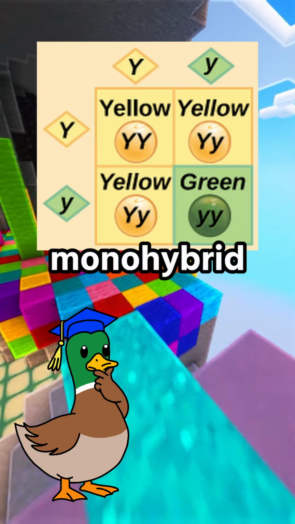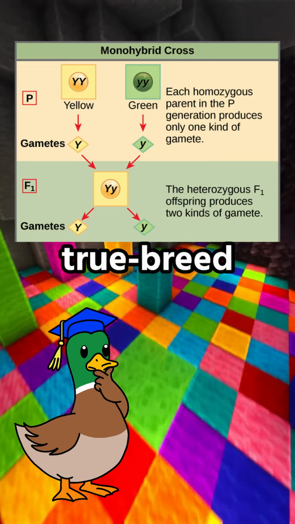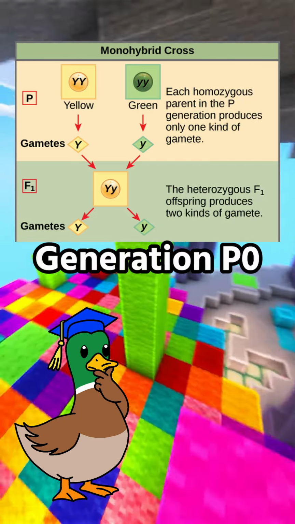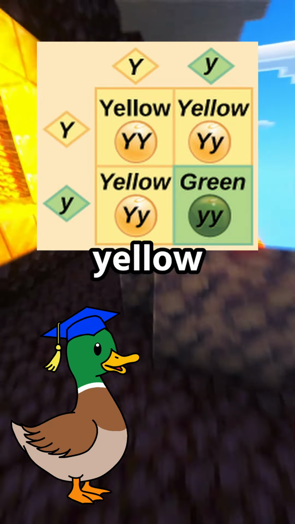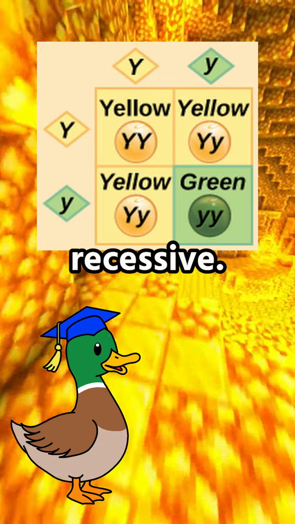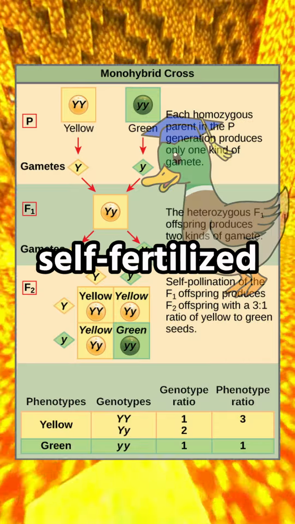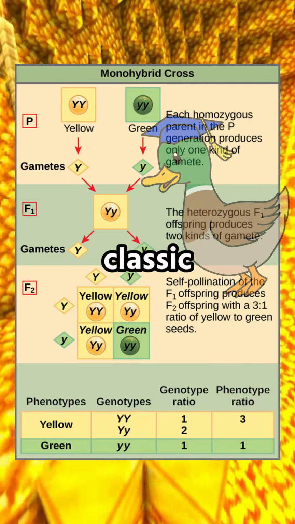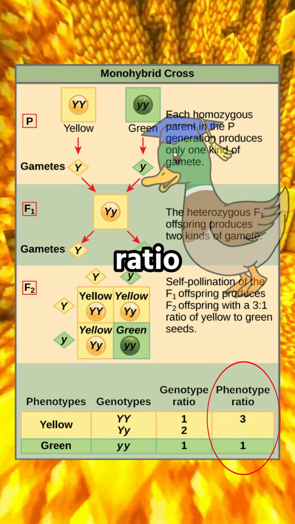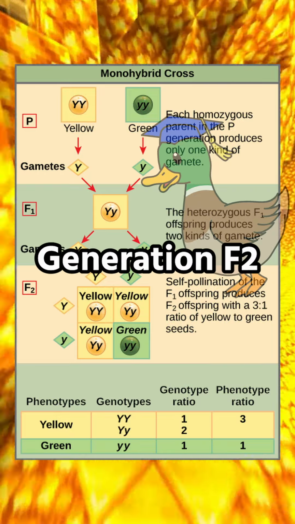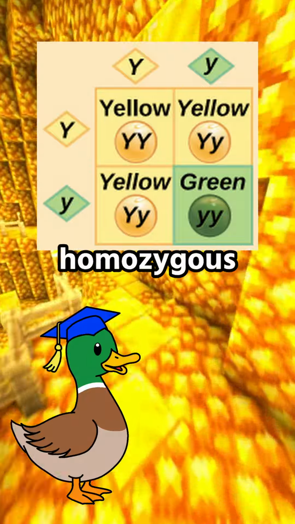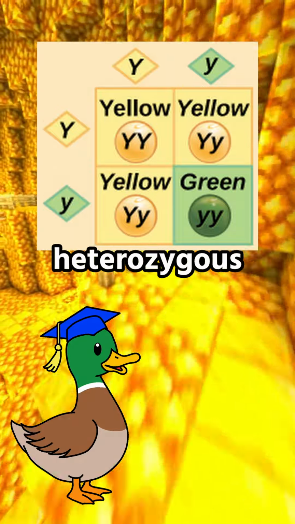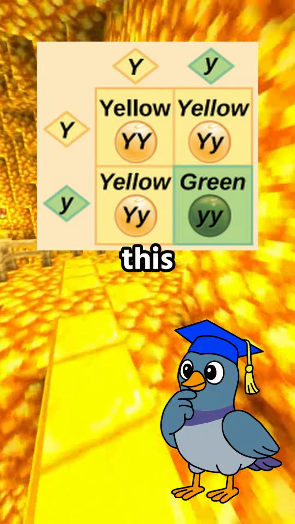Have a look at this monohybrid cross, which is the result of true breed parents hybridizing in generation P0. In this case, we're looking at seed color, where yellow is dominant and green is recessive. After generation F1 self-fertilized, we see that classic 3-to-1 phenotypic ratio in generation F2. But the genotypic ratio is 1-to-2-to-1, two homozygous pairs and two heterozygous pairs. Is it always this simple?